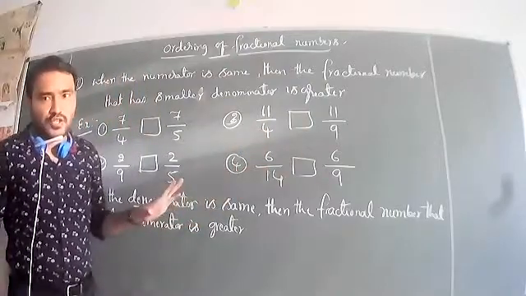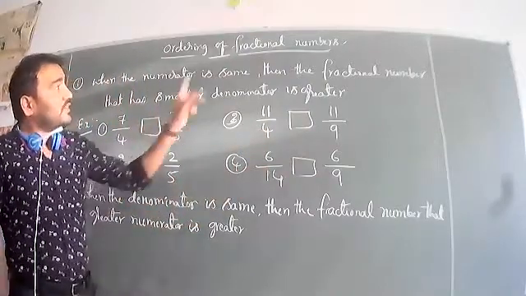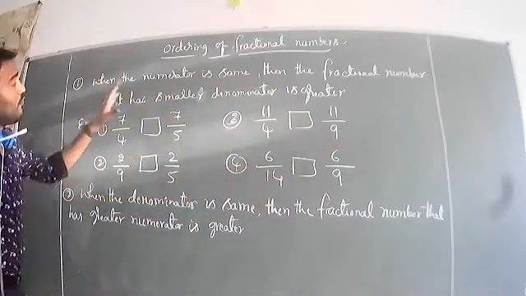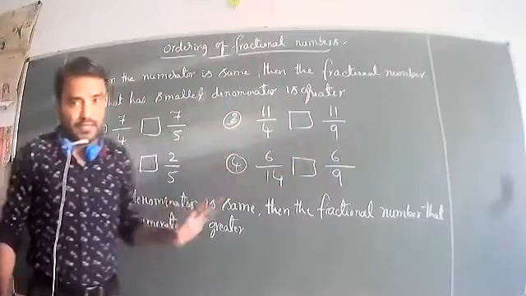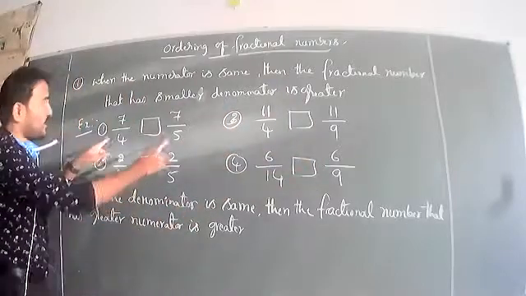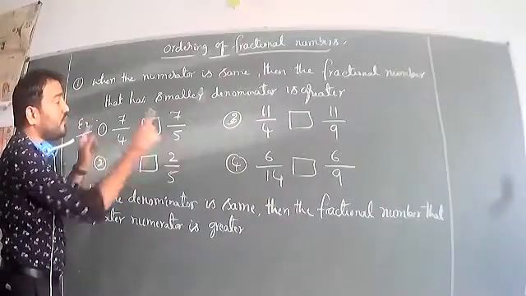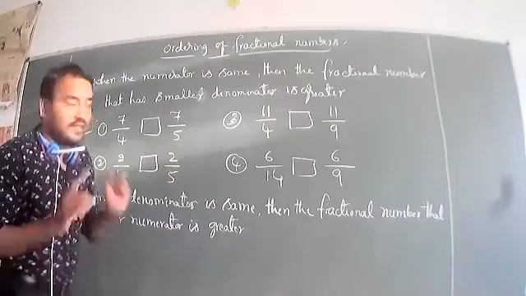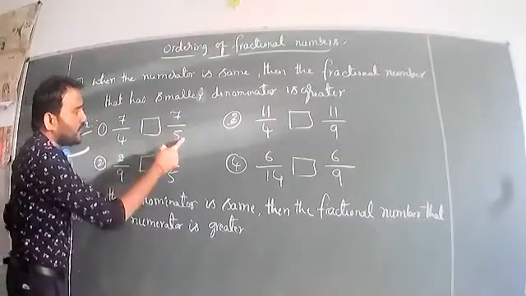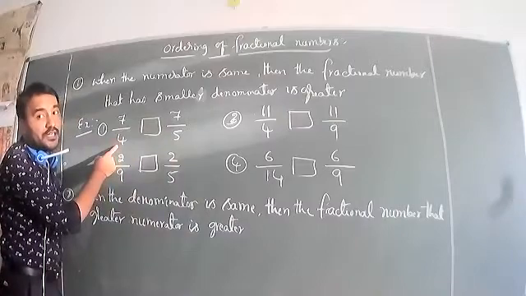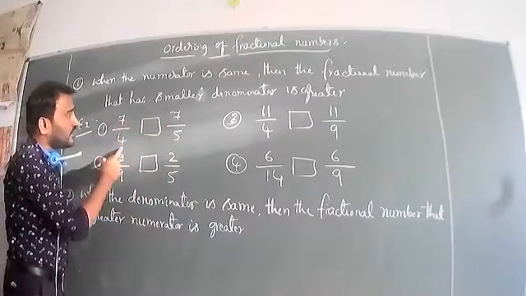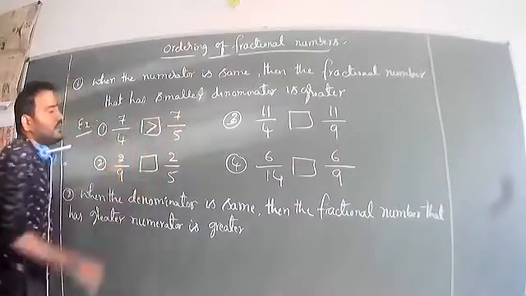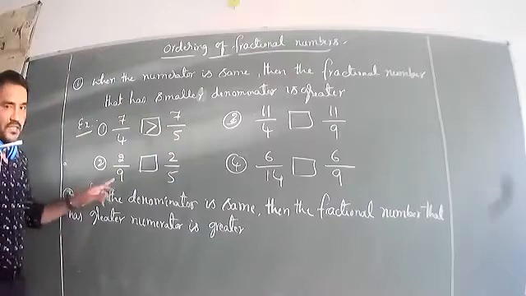When the numerator is the same, the fractional number that has the smaller denominator is greater. Check the denominator places: the smaller denominator gives the greater fraction. In the first example, the smaller denominator is 4, so 7 by 4 is the greater fraction. The smaller one is 7 by 5.